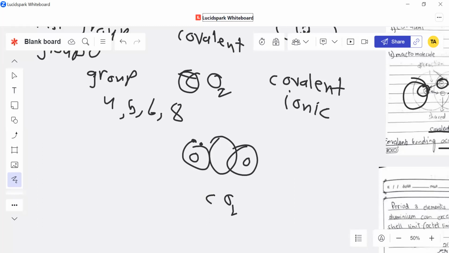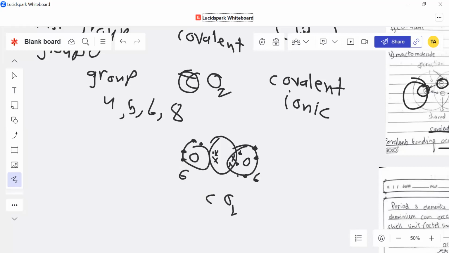So I'll draw 1, 2, 3, 4, and then I can draw the 5th and the 6th electron with the carbon. So carbon has 4 electrons. 2 of them will be shared with this oxygen, and 2 of them will be shared with this oxygen. And this oxygen has 6 electrons as well, 6 electrons in the outer shell, both oxygens. So I'll draw 2 electrons here, 2 here, 2 here. So 1, 2, 3, 4, 5, 6. This is 6 oxygen electrons.